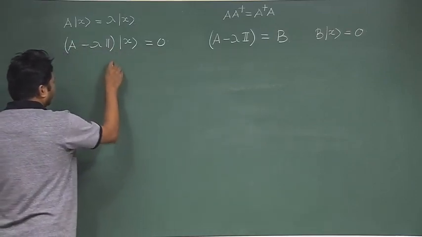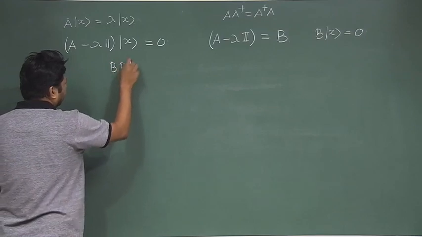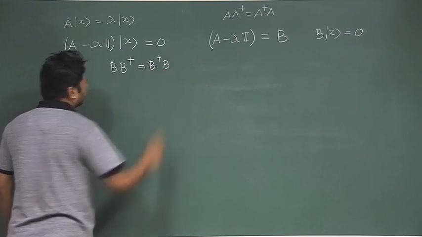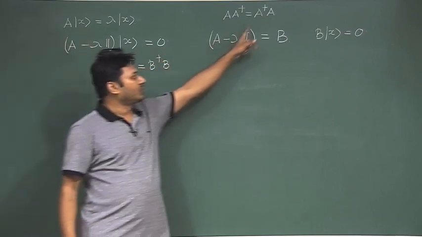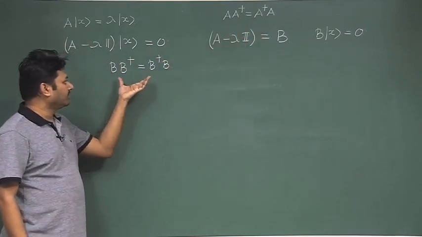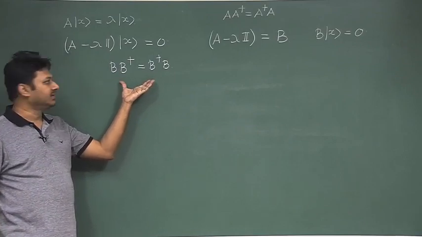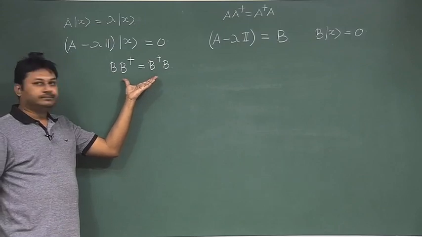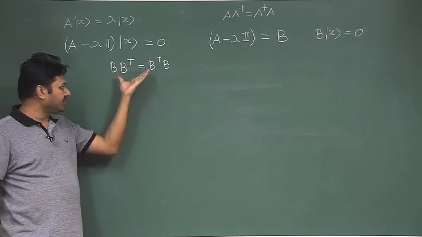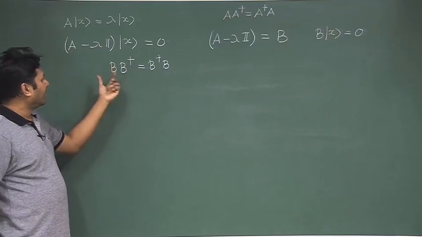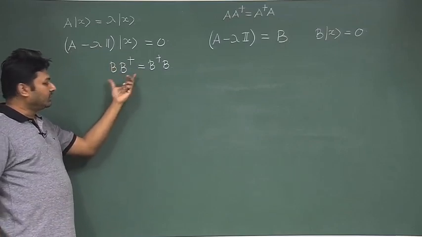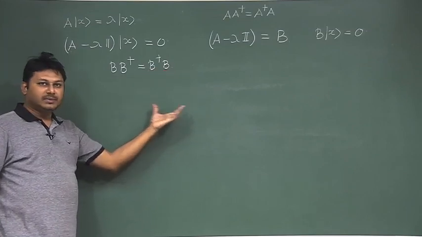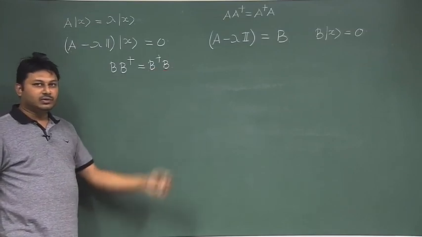Now, I can show that B B dagger is equal to B dagger B if A follows this rule. You can check that quite easily. I am not going to do that; the treatment is straightforward. You just form B dagger and then multiply B with B dagger, and you will find some elements, and then B dagger and B, you will also find some elements. Both the right hand side and left hand side you will find to be equal.